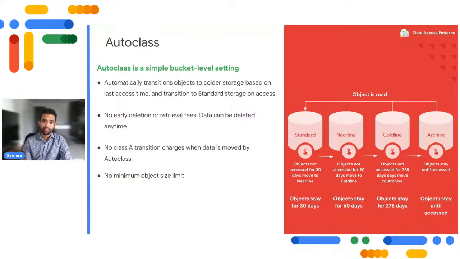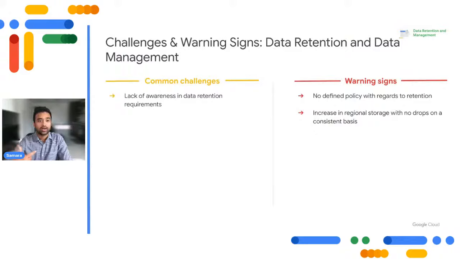So we covered the second factor, which is data access patterns, and we looked into the different storage classes and how to align them with your data access patterns, and how to use Autoclass in terms of efficiently managing your object lifecycles. So let's move on to the next factor, which is data retention and data management. Data retention and data management is also key in terms of optimizing your costs effectively and efficiently.